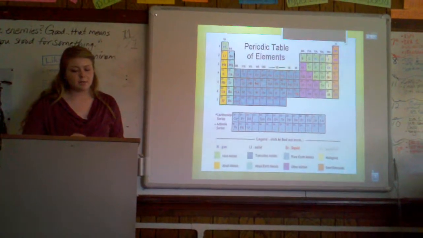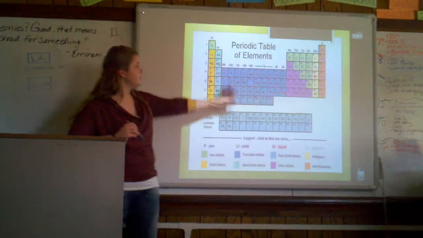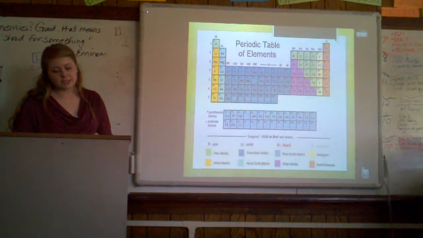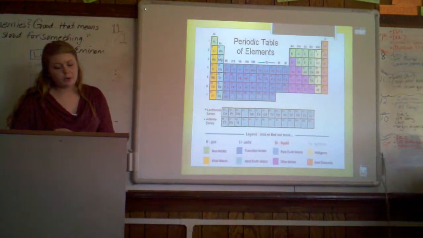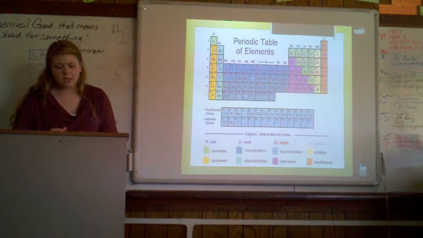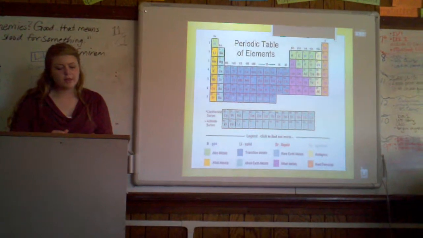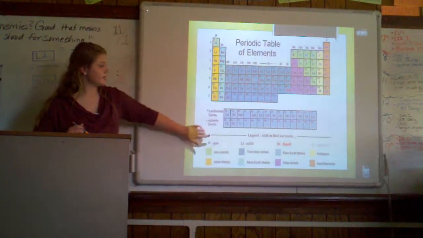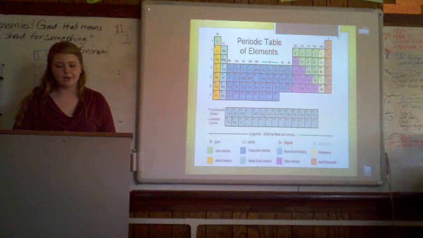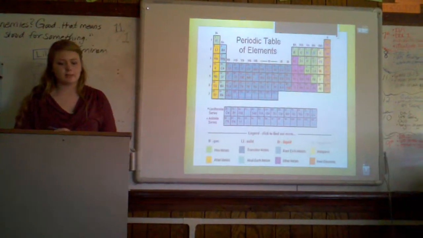The middle part of the table, groups 3 through 12, are called the transition metals. These elements show a wide range of properties from extreme unreactivity to being malleable and ductile. There is also the lanthanide and the actinide series, which are placed below the table to make it narrower. These series are named for the first element in them.